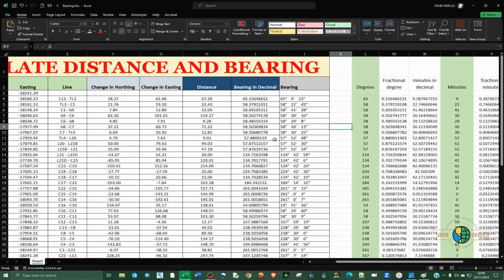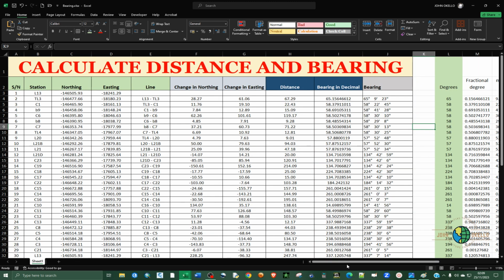So that's the way you can actually calculate the distances and bearings using the Excel sheet. I'm going to provide you with all of this data, this Excel sheet, so that if you want to practice or follow along with this video, you can also do so. So see you in the next tutorial.